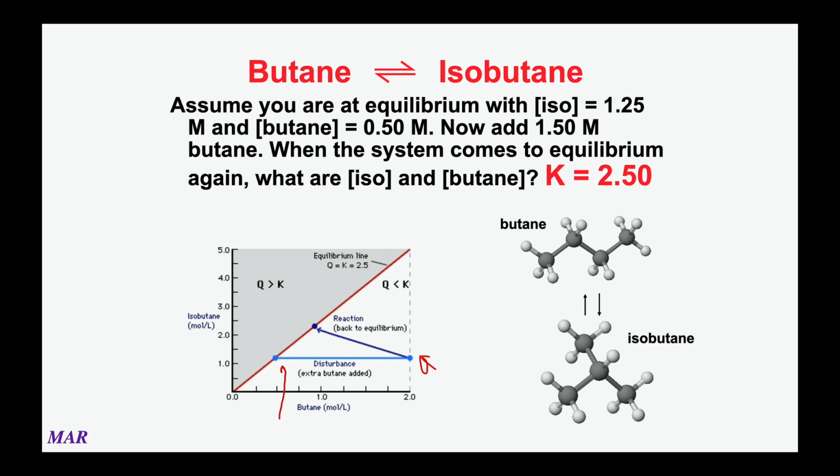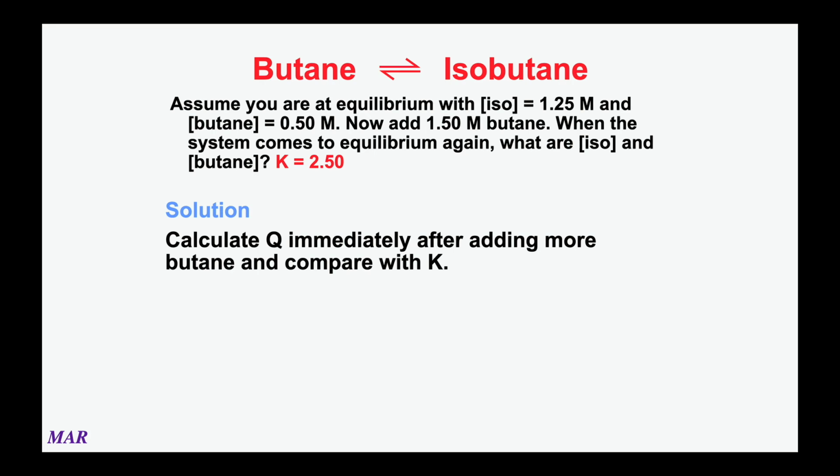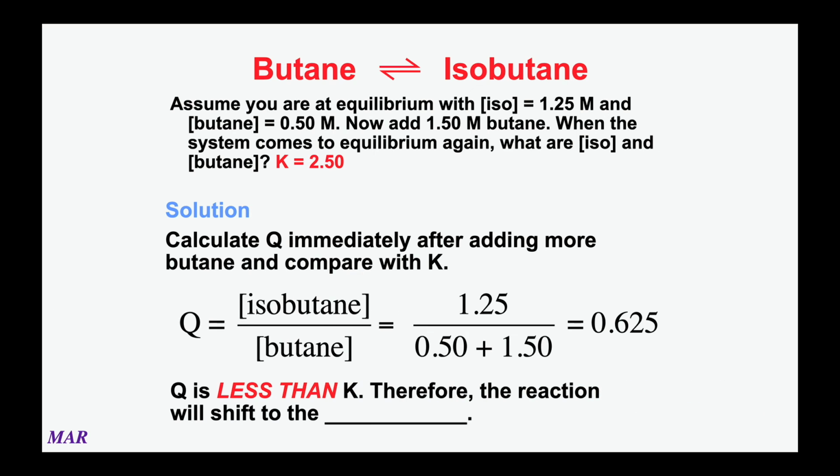So mathematically, this is kind of what's happening. Below the 2.5, you can see that's where Q is less than K. And above the line right there is where you'd have Q greater than K, where you'd have too much product relative to reactant. So that's another way you can think about equilibrium if you want to. So what you can do is right away calculate Q once you've added the additional 1.50 molar butane. So again, Q and K have the same form. It's going to be iso on top and butane on the bottom. So iso is 1.25. The butane comes from two sources now, 0.50 plus 1.5. Q is 0.625. Now Q is certainly less than the K of 2.5.